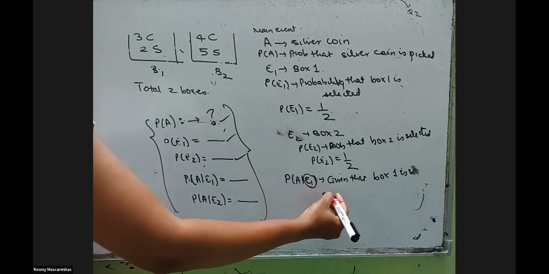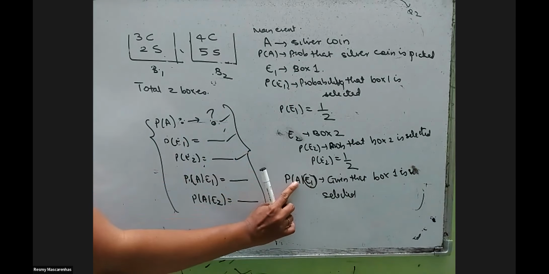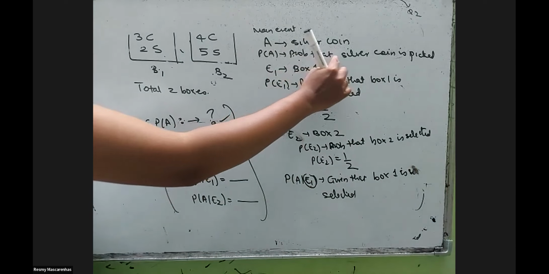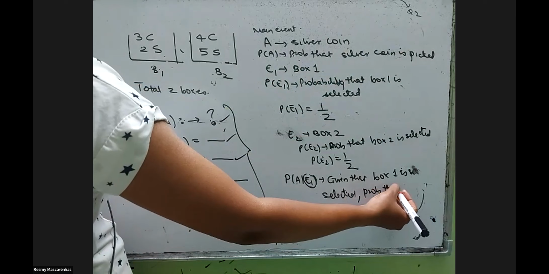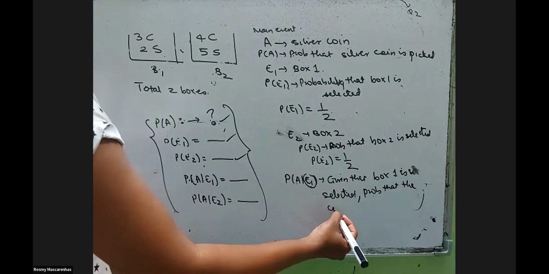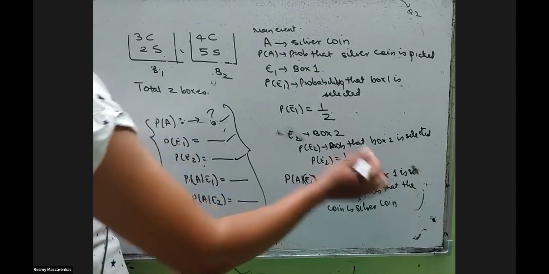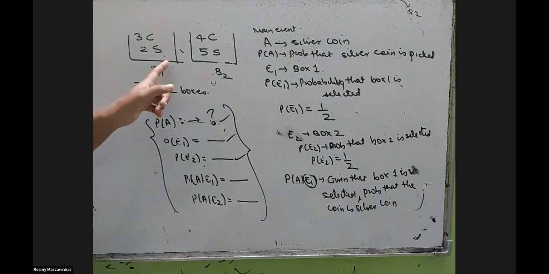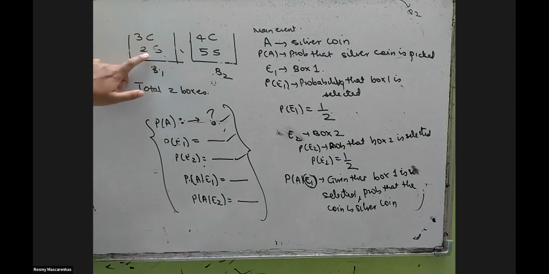Given that box 1 is selected. Always read this first. Given that box 1 is selected, what is A? What is the probability that it is a silver coin? So what they are trying to say is, if box 1 was selected, what is the probability that you went and picked up a silver coin? Suppose you went and selected box 1 and want to pick a coin from it. Now what are the chances that it is a silver coin which you pick?